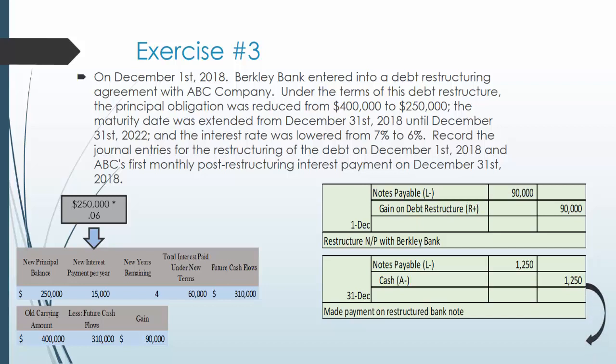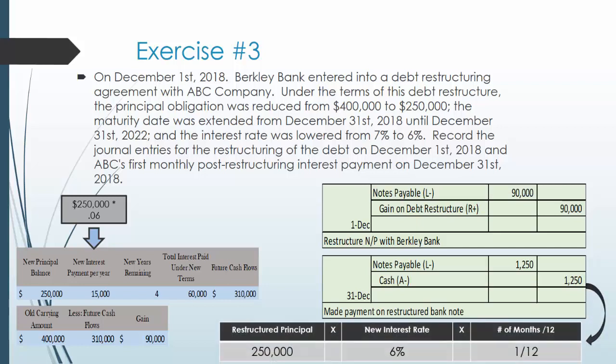See where this $1,250 comes from? Our restructured principal was $250,000. Interest rate is 6%. That's where we get our $15,000 per year from, but we're not paying for the full year. We're only paying for 1 month because it's December 31st. So we multiply that by 1/12. That comes out to $1,250.